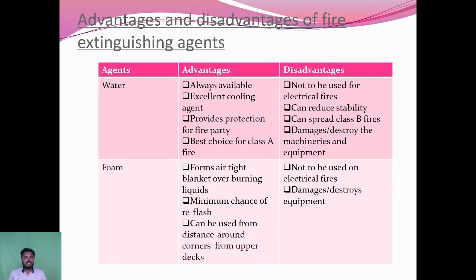Advantages and disadvantages of fire extinguishing agents. The first agent is water. The advantages of a water extinguisher: water is readily available, it is an excellent cooling agent, provides protection for the fire party, and is the best choice for class A fire.